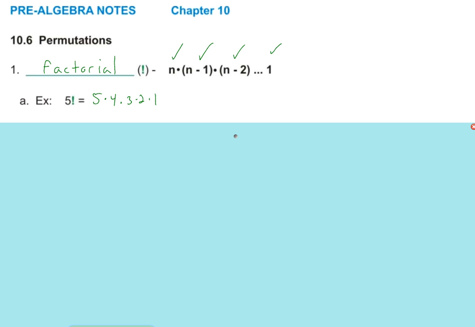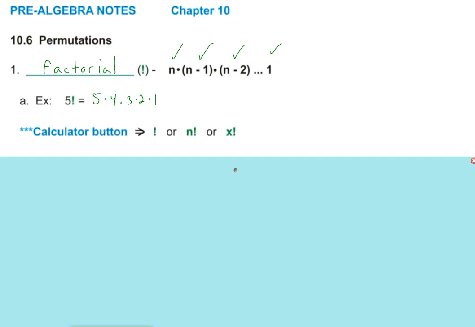Or you can find the factorial button. So your button will look something like that. It'll either just be the exclamation mark, nothing else. It'll be N exclamation point or X exclamation point. So everybody find your button. Some of you have to look in a menu to find your button. You have to go to a statistics menu. So you got to learn your calculator. You got to find your button.